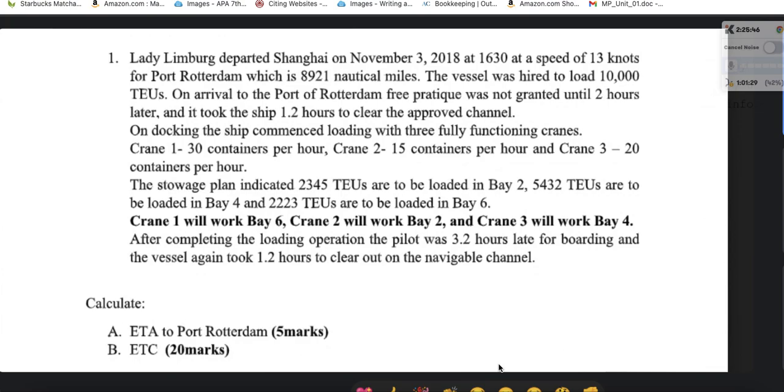Okay. So what do we start with, ladies and gentlemen? So the vessel was hired to load 10,000 TEUs. That is a lot.